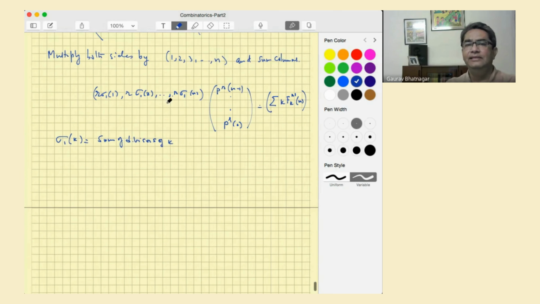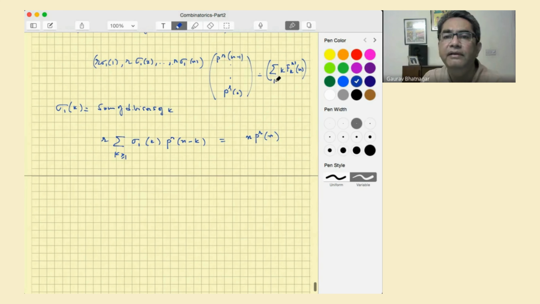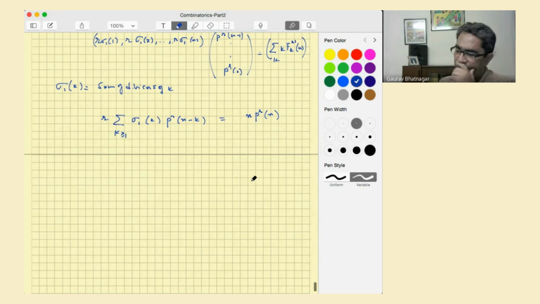And then this is your usual, you multiply this over here. So r times sigma 1 of k and PR of n minus k, k bigger than or equal to 1, and this guy is your n PR of n. This is working, right? Is this okay?